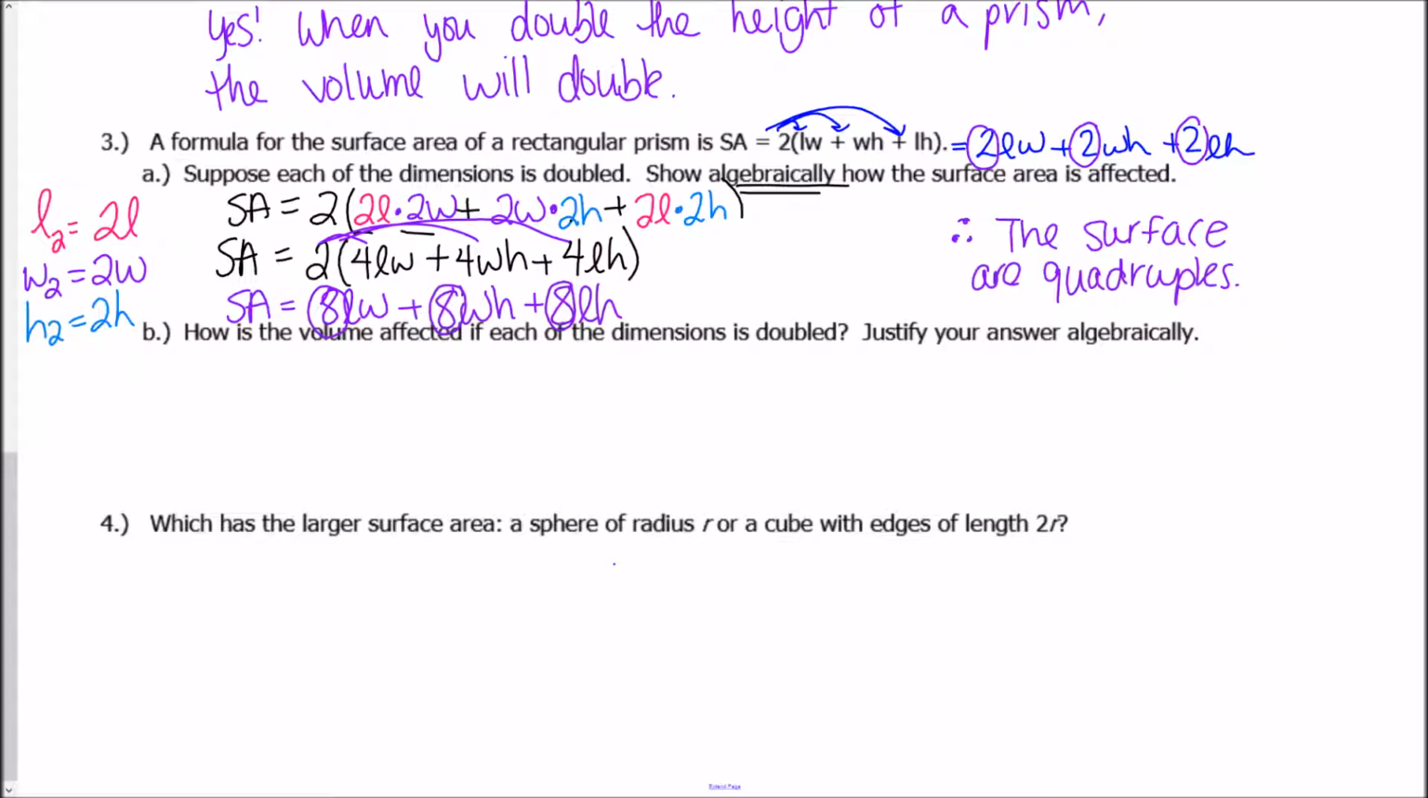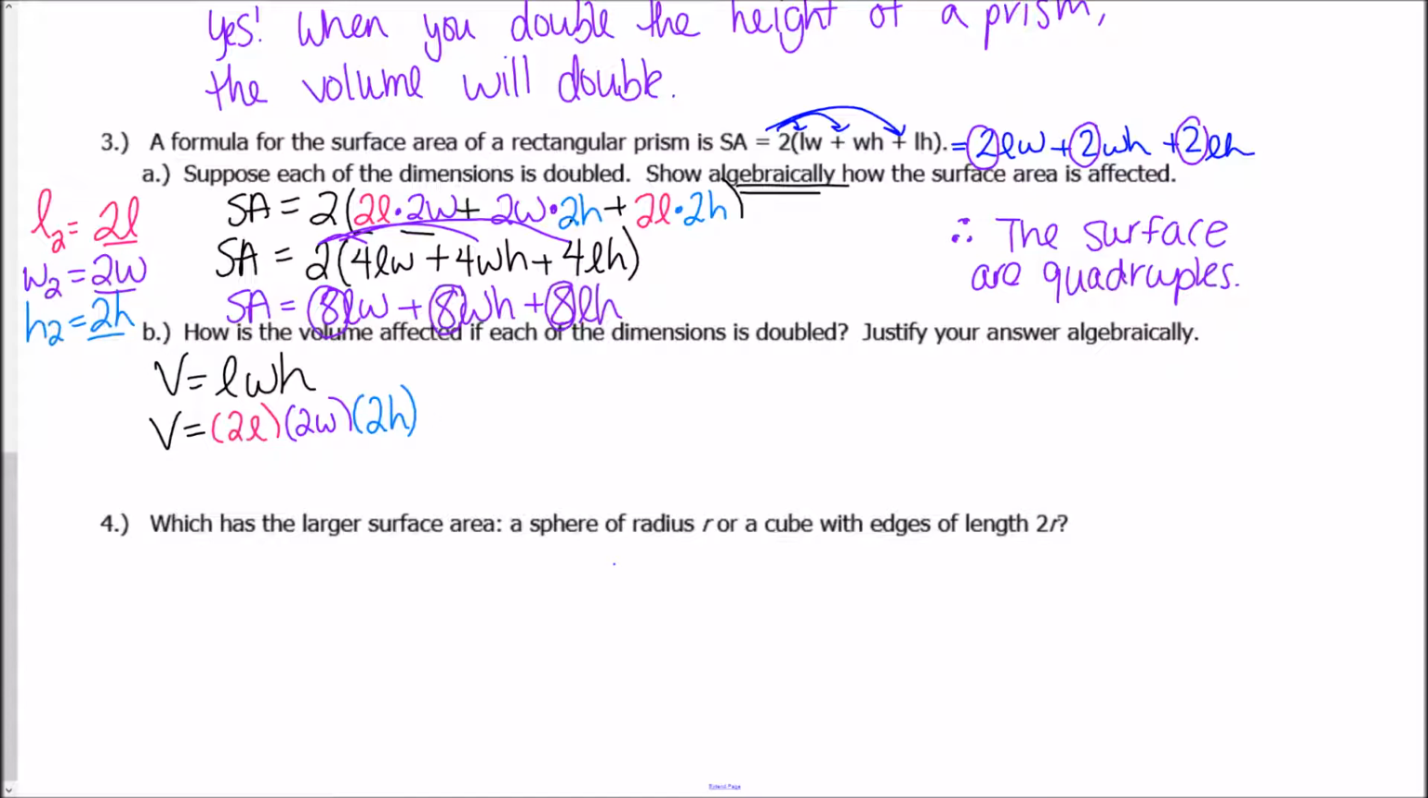Question B, how is the volume affected if each of the dimensions is doubled? Justify your answer algebraically. So same idea, except we're going to use the volume formula. So volume equals length times width times height. But instead of length, we're going to use our 2L here again. Okay? Instead of width, we're going to use our 2W here, just like we said right here. And then instead of height, we're going to use our 2H.